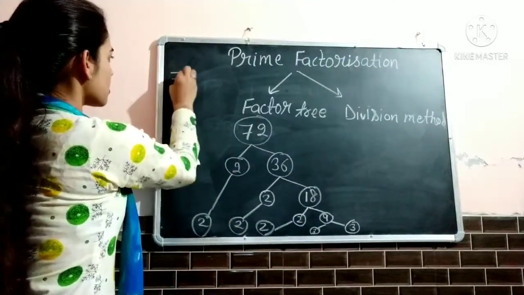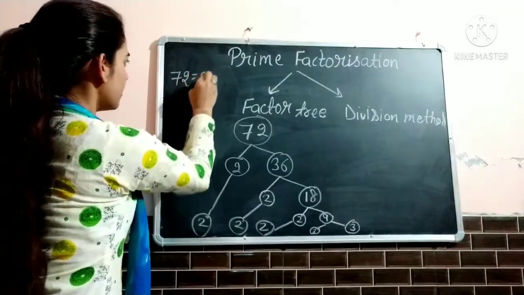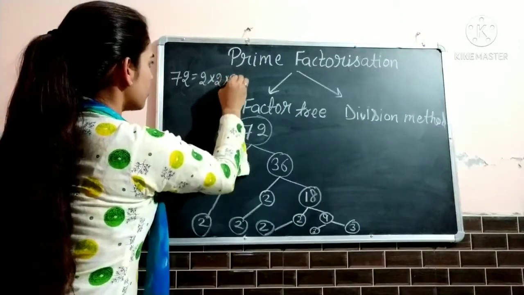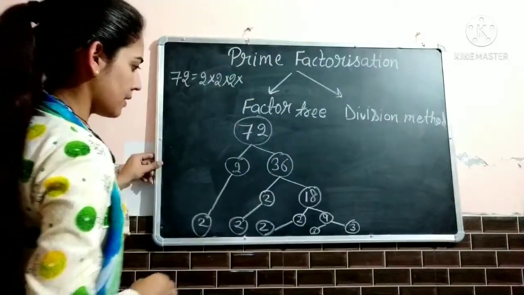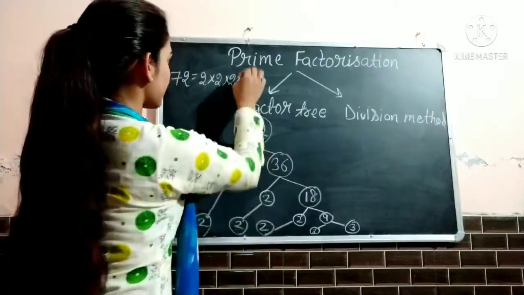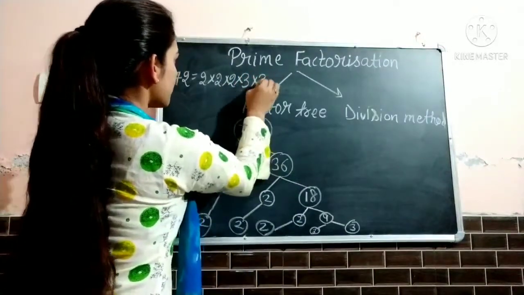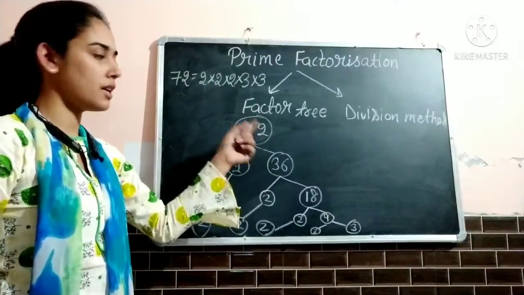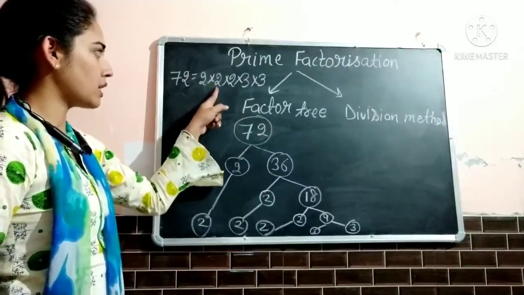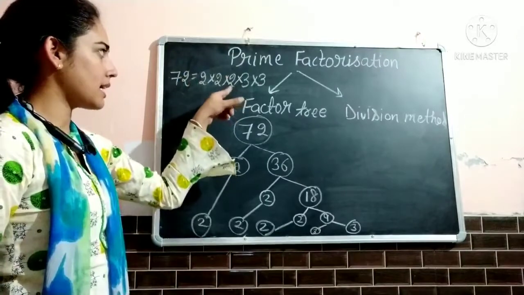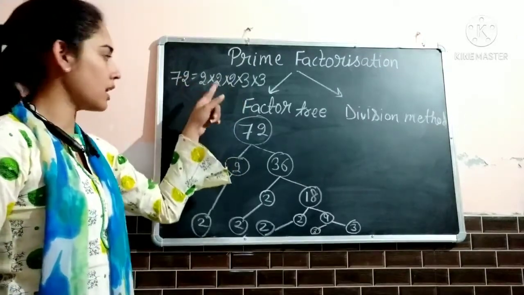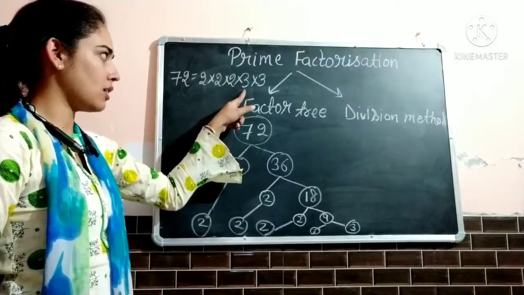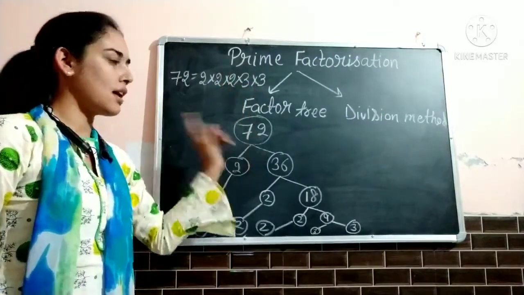The prime factorization of 72 is equal to 2 multiply 2 multiply 2 multiply 3 multiply 3. If you multiply all these numbers, then you will get 72. Look here, 2 2s are 4. The product is 4, so multiply the next number by the product of the previous. So 2 2s are 4, 4 2s are 8, 8 3s are 24, 24 3s are 72.